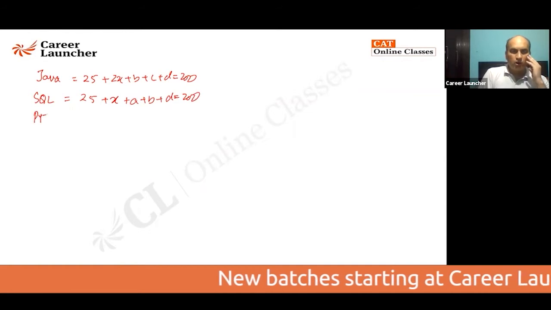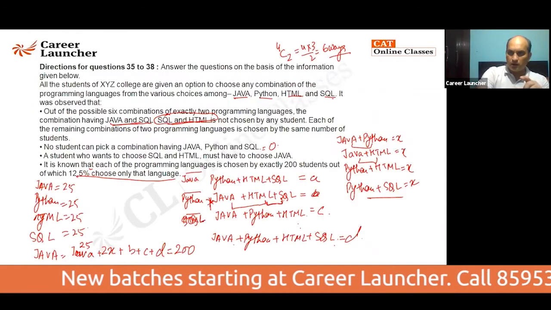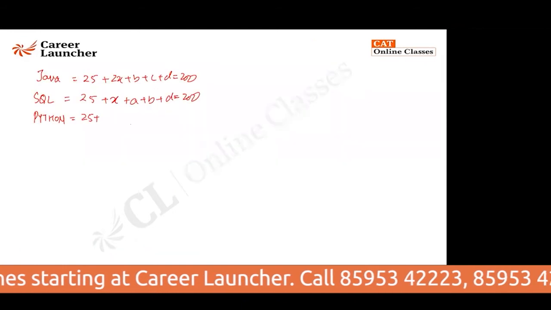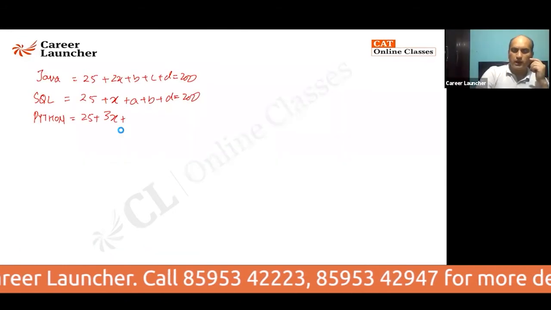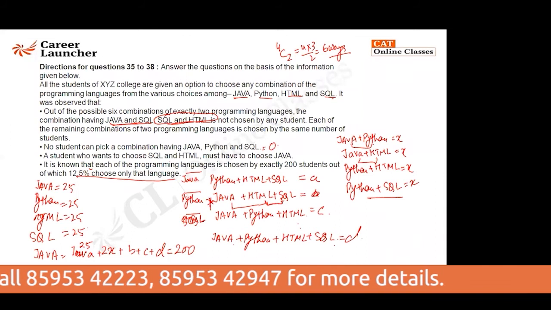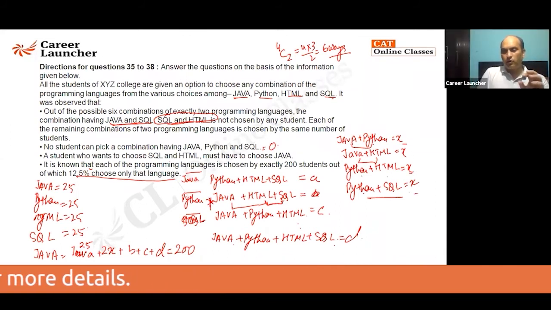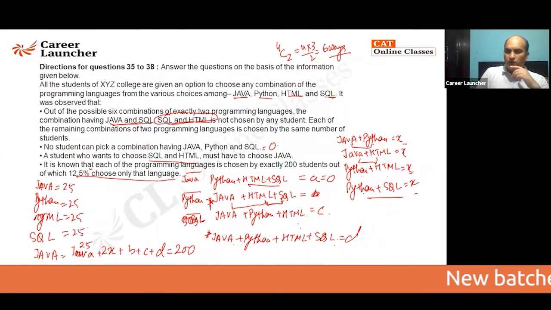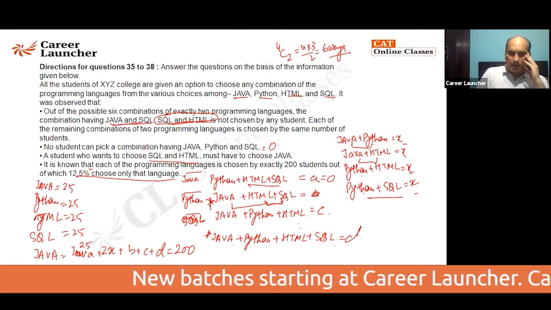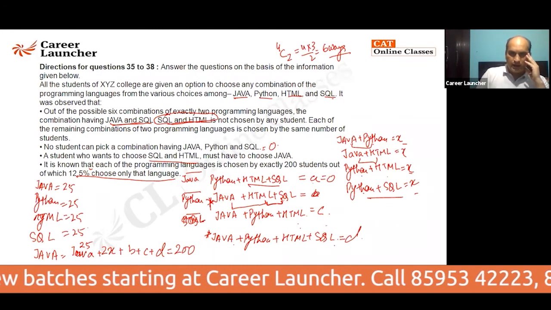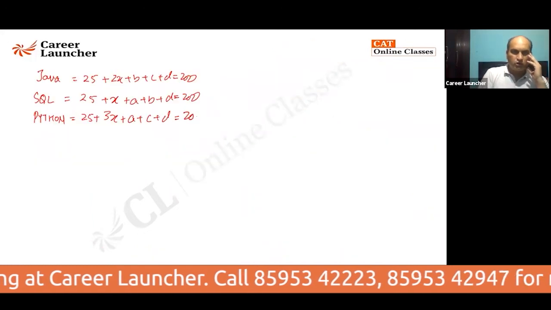Now let's talk about Python. 25. Python is coming with 3x. So I'll say that is 3x. Exactly two subjects. You may be able to see Python coming with Java, Python coming with HTML, Python coming with SQL. The summation of that will come out to be 3x. So let's come to the next one. Python. How many of them are Python? Python is coming out to be 25. And how many Python are there coming? That is coming out to be 3. With Python, it is coming out to be A and C and D. A, C, D. That will also come out to be 200.